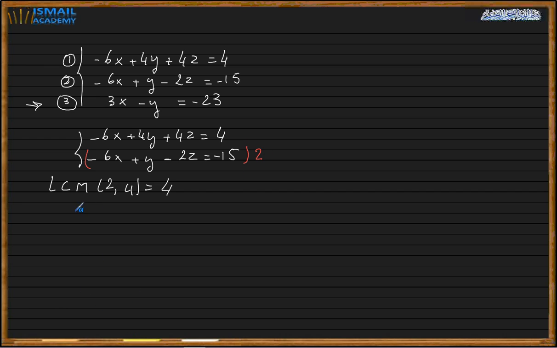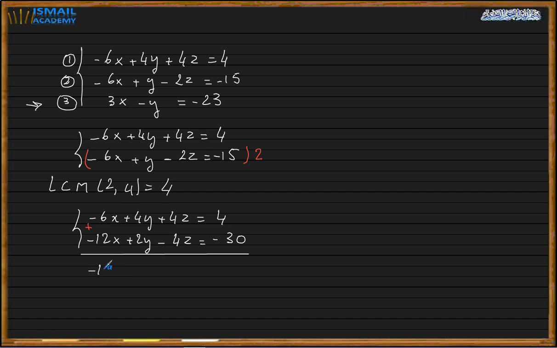So my new system will be minus 6x plus 4y plus 4z equal 4. And I will have minus 12x plus 2y minus 4z equal minus 30. Okay, now the signs of the coefficients of z are different, so I add. So here will be minus 18x, here will be 6y, this is cancelled out, and here will be minus 26. Now, can I simplify? Yes, I can simplify by 2. But you know what? It's not going to be very helpful.